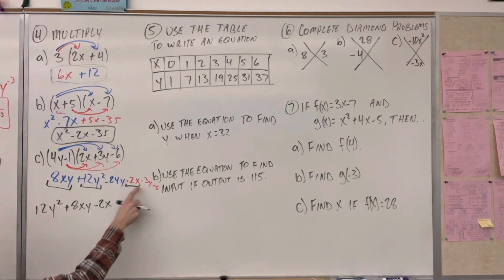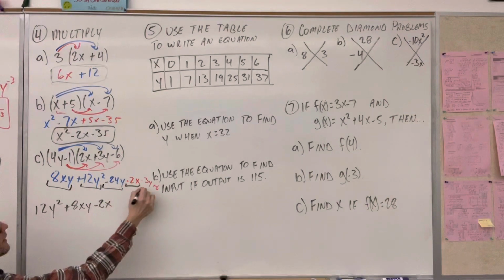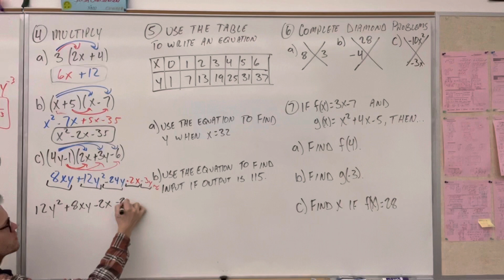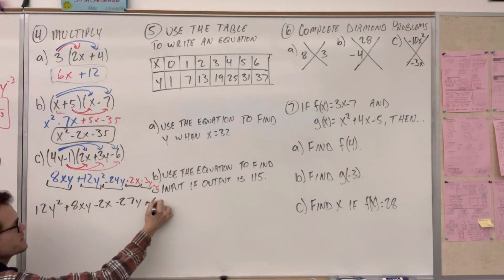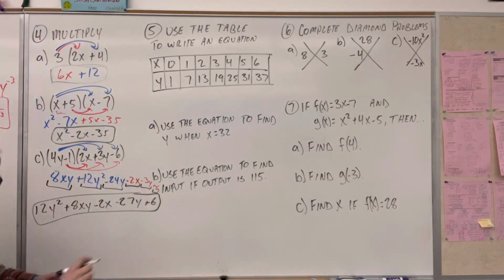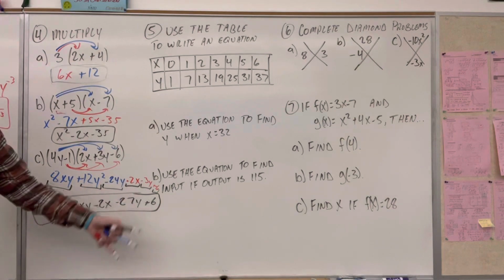Now here's where we have to combine things. I'm noticing there's -24y's here. And then there's -3 more of them. -24 minus 3 is -27y. And then the lone constant at the end. So the final product here, 12y squared plus 8xy minus 2x minus 27y plus 6.